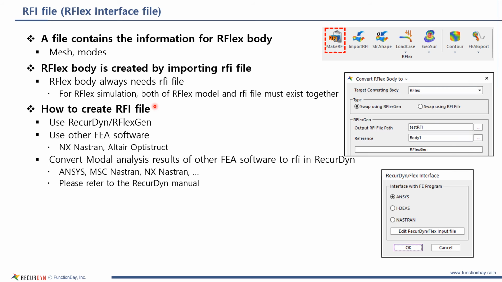There are 3 ways to create an RFI file. First, it is created using RFlex Gen function. Second, you can export an RFI file directly from other FEA software, NX-Nastran and Altair's OptiStruct. Third, you can create an RFI file in RecurDyn using the modal analysis results calculated by other FEA software. Please refer to the RecurDyn manual for the details.